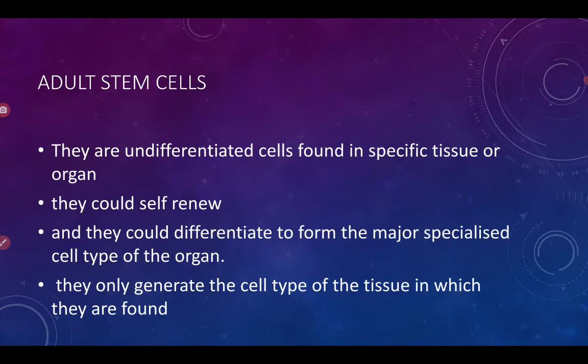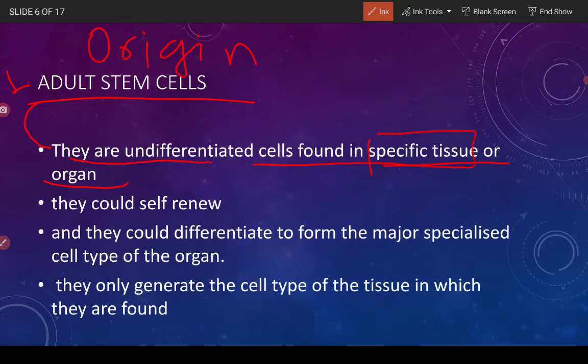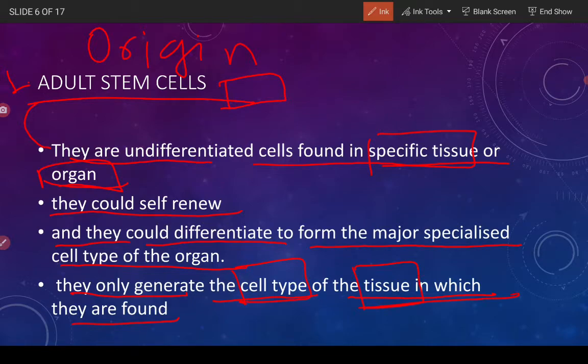So, adult stem cells, based on origin. These are undifferentiated cells found in specific tissues or organs in adults, right? They could self-renew, of course, as every stem cell can, and they could differentiate to form the major specialized cell types of the organ. They only generate the cell types in the tissue in which they are found. So all organs or tissues have specific adult stem cells.